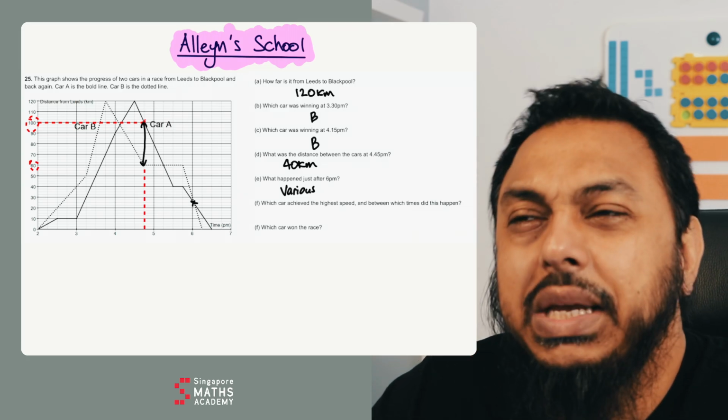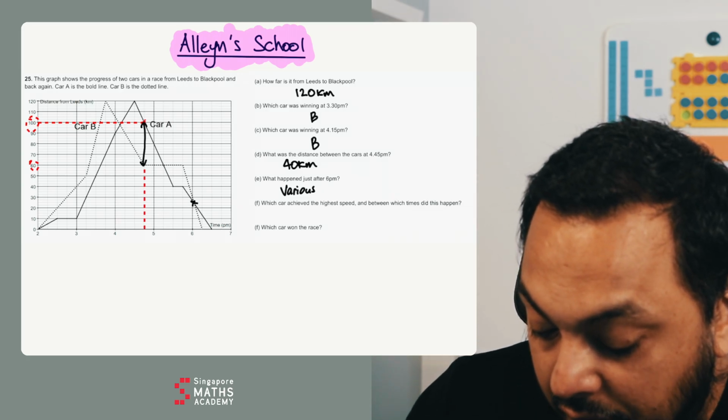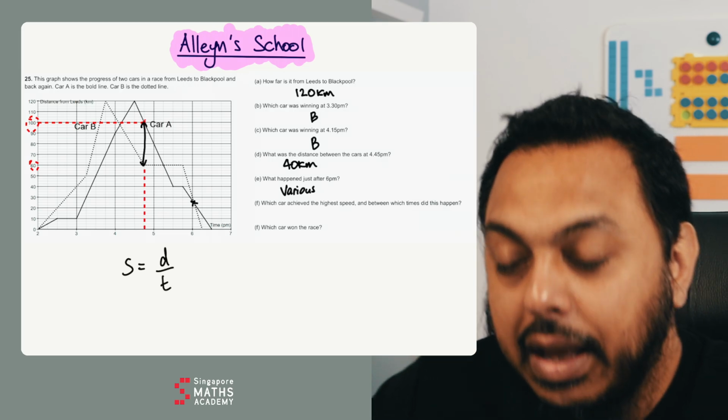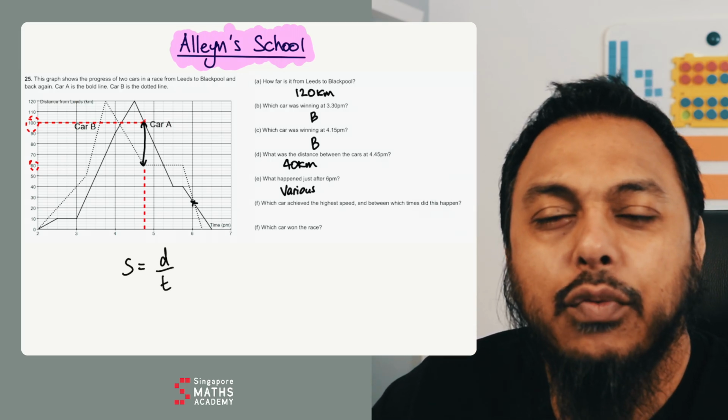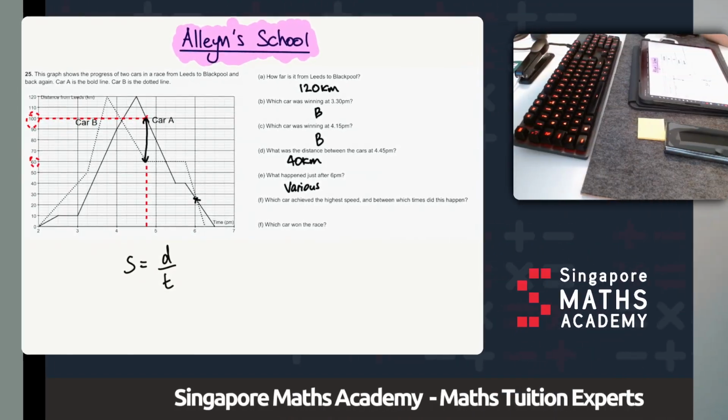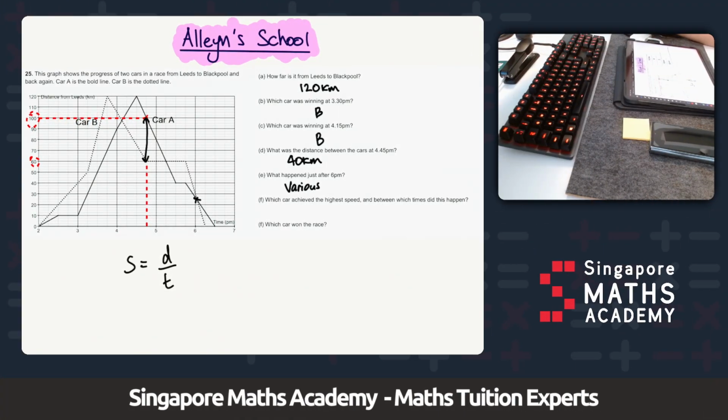Well, speed is distance over time. So let's have a quick write down. Speed equals distance over time. That's a technical way of working out speed, right? But how do I work out which car was the fastest, and between which times? The way we're going to do that is look at which is the steepest line.